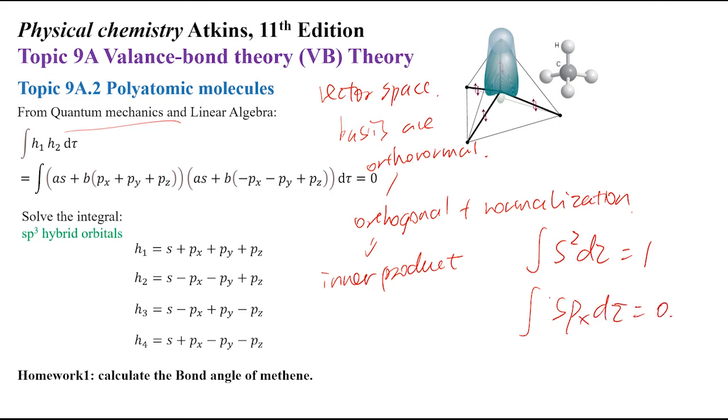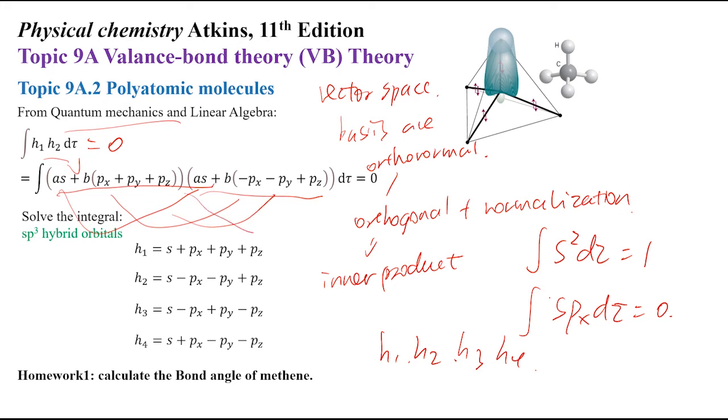So H1 and H2, and also H3 and H4, are orthonormal to each other. So we will know that this must equal 0. We will expand them, and we get these two relationships here. We only focus on these four terms because the cross terms are all zero here. They are all zero, and let's calculate it.